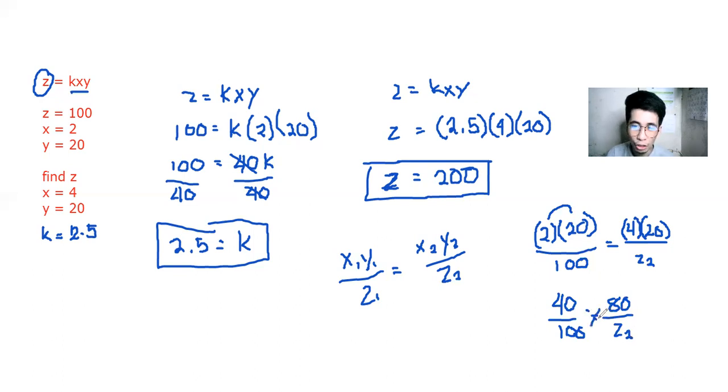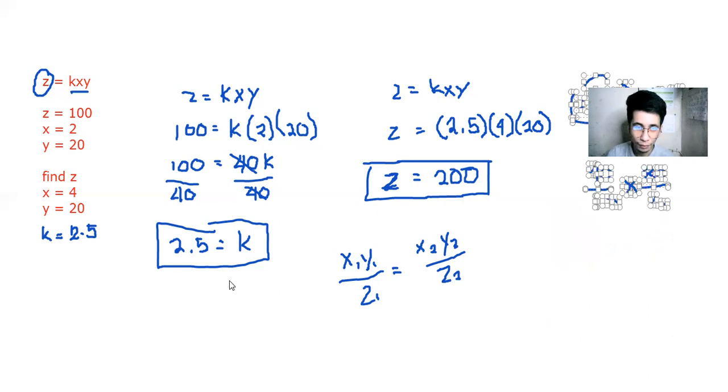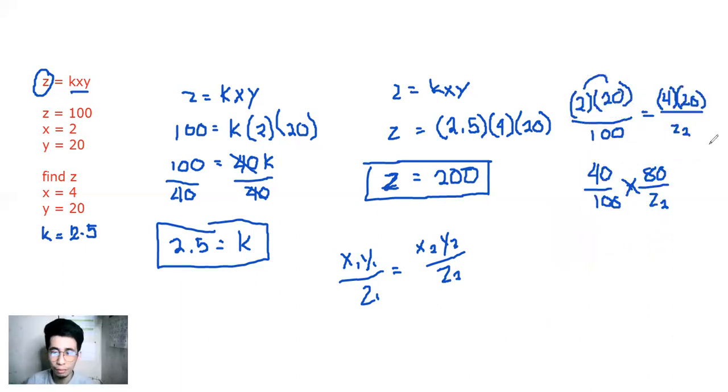Then we cross multiply them. Okay? We're going to do cross multiplication. We have 40 times C sub 2. We will have 40 C sub 2, then equals 100 times 80, which becomes 8,000. That seems big. 8,000.